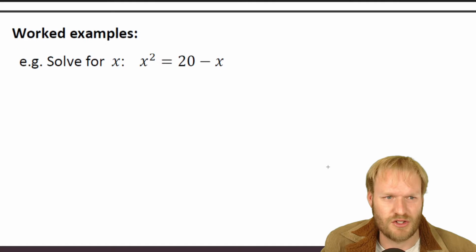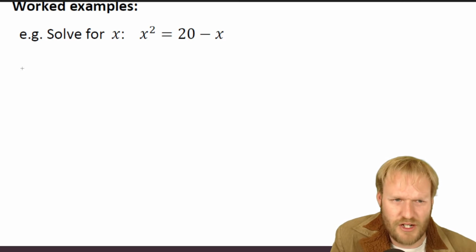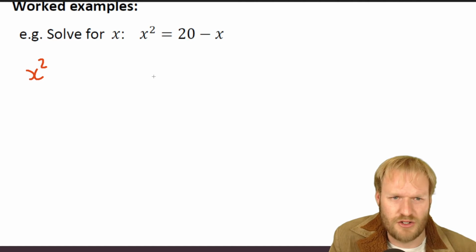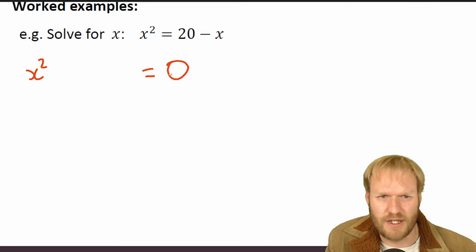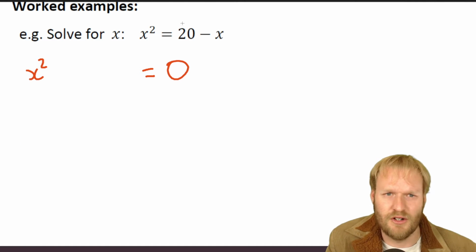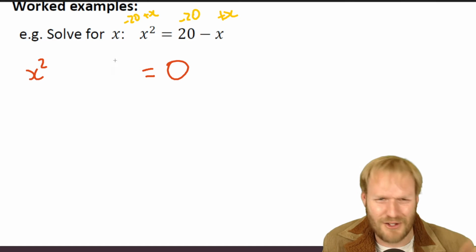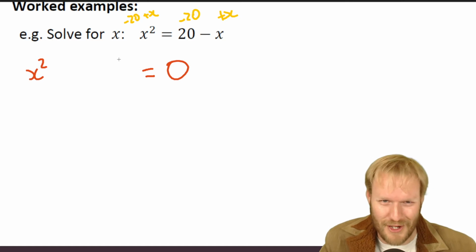Okay, so let's go. Worked examples. Now we've got x squared equals 20 minus x. So our strategy, we said, was let's rearrange so that we've got everything on one side equals 0. So let's subtract 20 and let's add x to both sides. Remember what you do on one side, you know that you need to do it on the other.